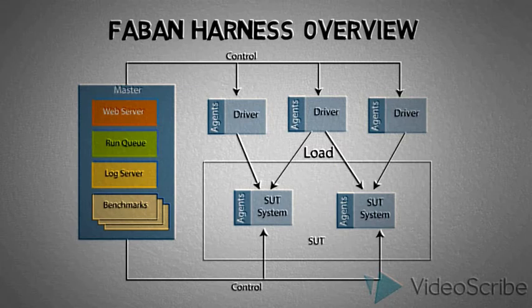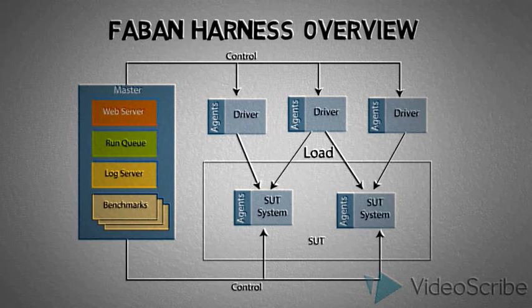Faban agents run on both the driver systems and the systems under test, SUT. They allow the harness to launch drivers as well as individual commands to start, stop, reconfigure servers as well as collecting system information and statistics valuable for the benchmark run. The master may run on any driver system or on its separate system. It can as well run on any of the SUT systems.